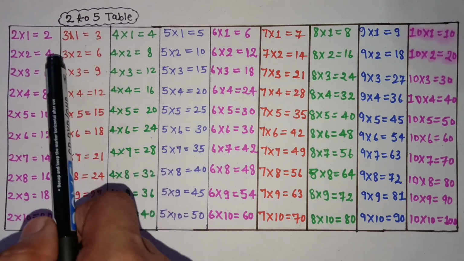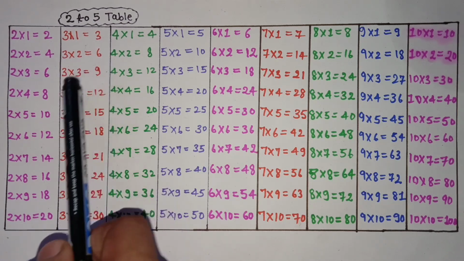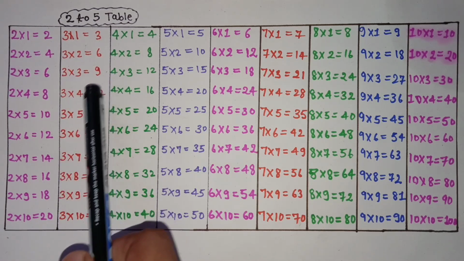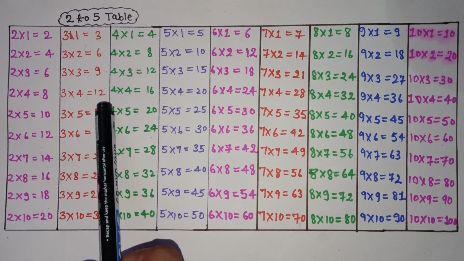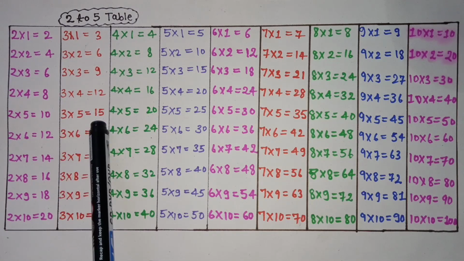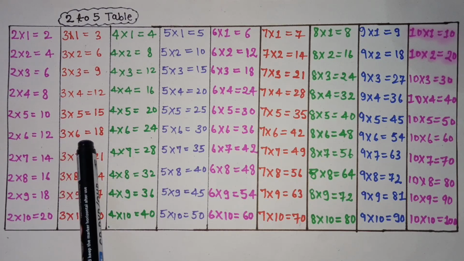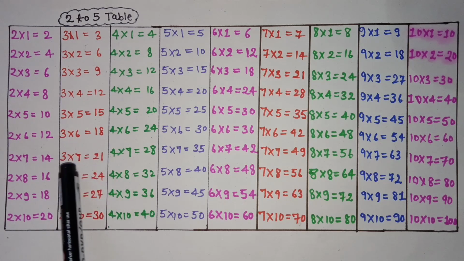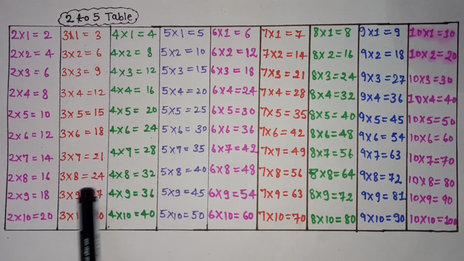3 1s are 3. 3 2s are 6. 3 3s are 9. 3 4s are 12. 3 5s are 15. 3 6s are 18. 3 7s are 21. 3 8s are 24. 3 9s are 27. 3 10s are 30.